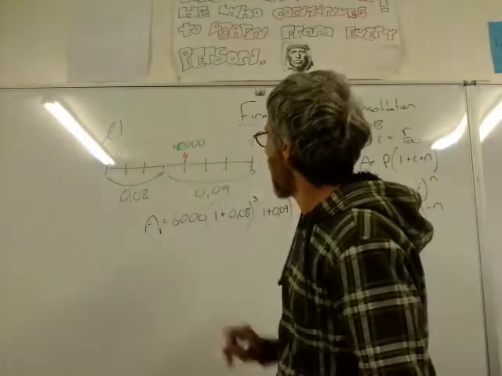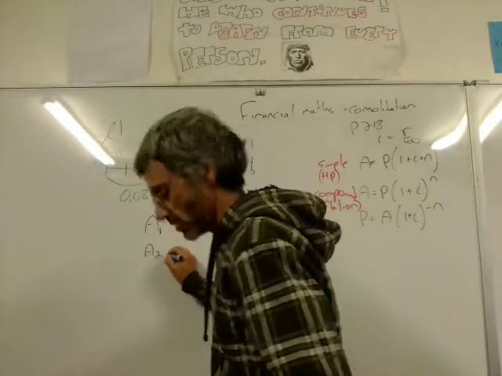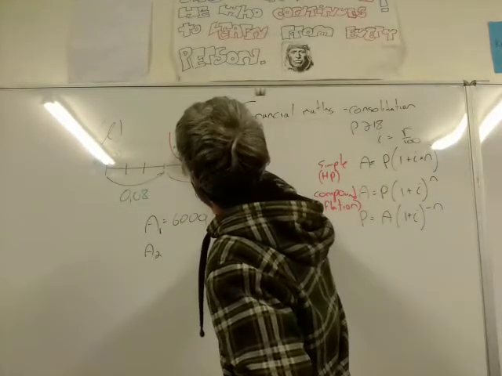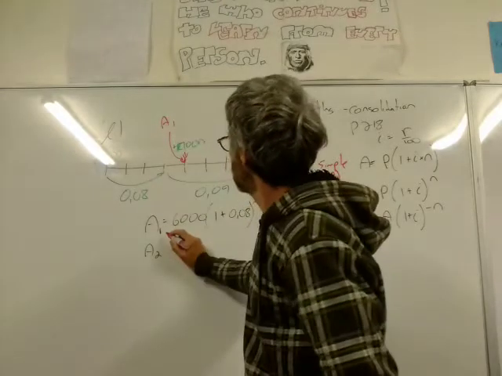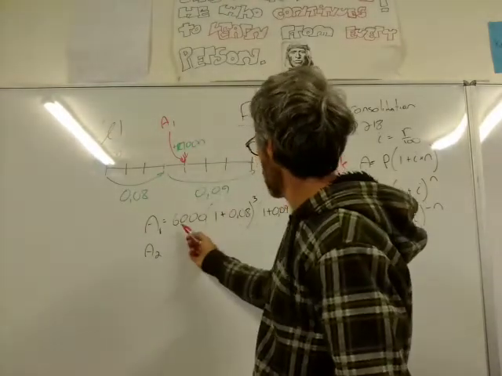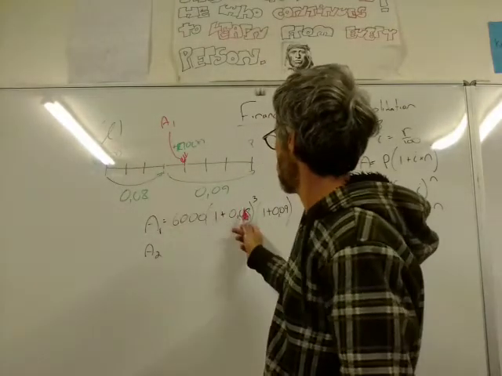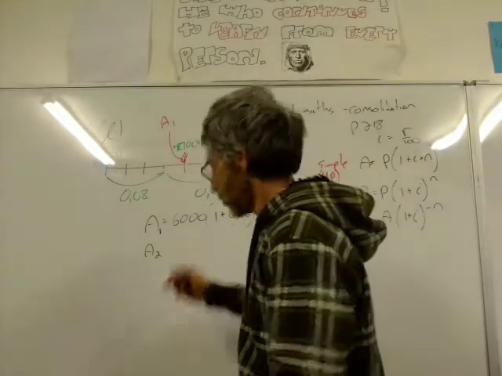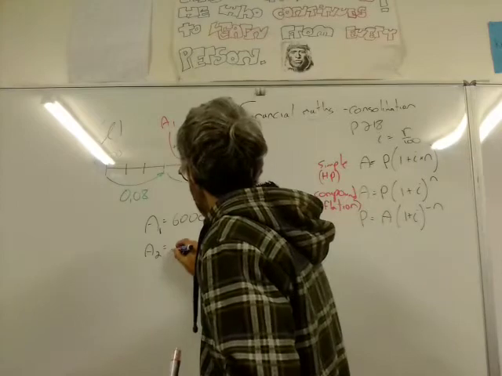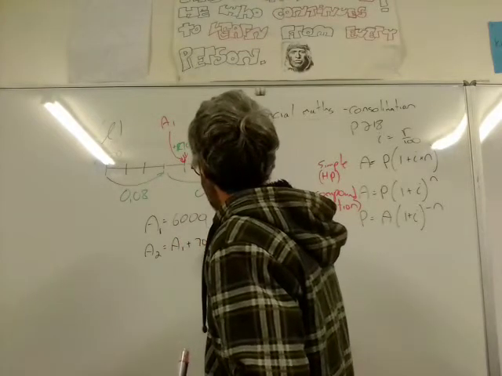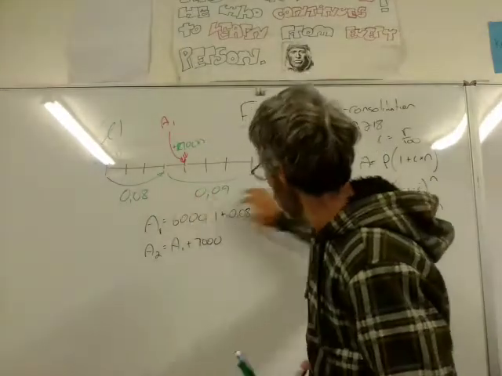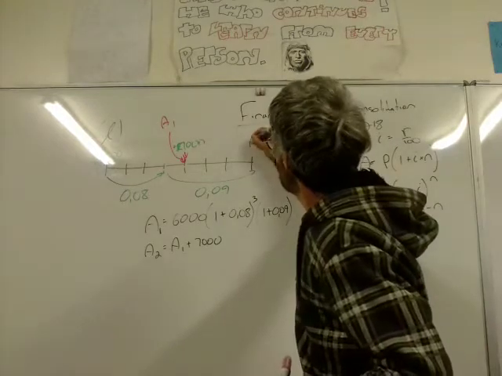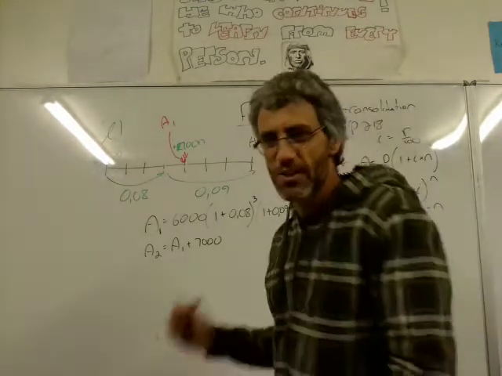All I'm going to do now is add 7,000 Rand. So I'm going to call it A2. This is A1, just before I've added that 7,000 Rand. I just grew that 6,000 Rand over 3 years at 8%, plus 1 more year at 9%. A2 is going to be A1 plus 7,000 Rand. So instead of writing the whole of A1, I'm just going to write A1. And then A3 is what I would like.